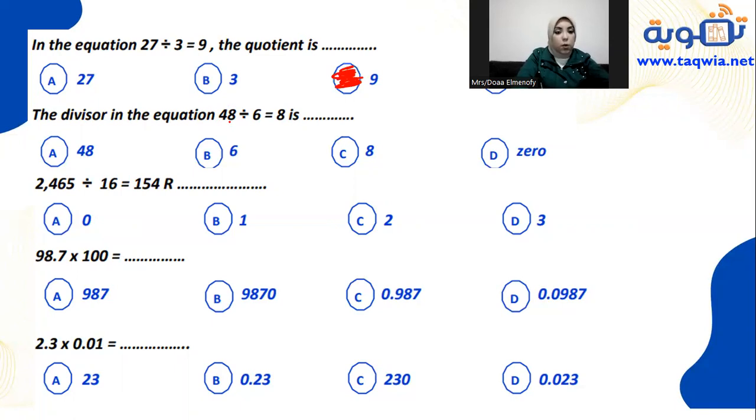Okay, the divisor in the equation 48 divided by 6 equals 8. So this one is what? Yes, this is the dividend, and this is the divisor. And what about this one? This is the quotient. So here, 48 is the dividend, and he asked you about the divisor, so the divisor is 6.